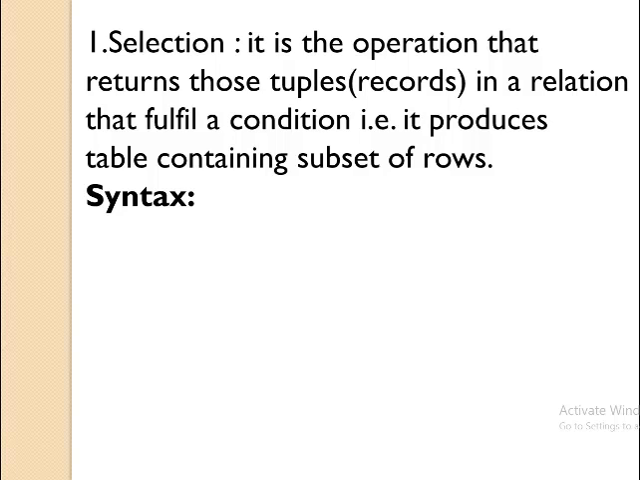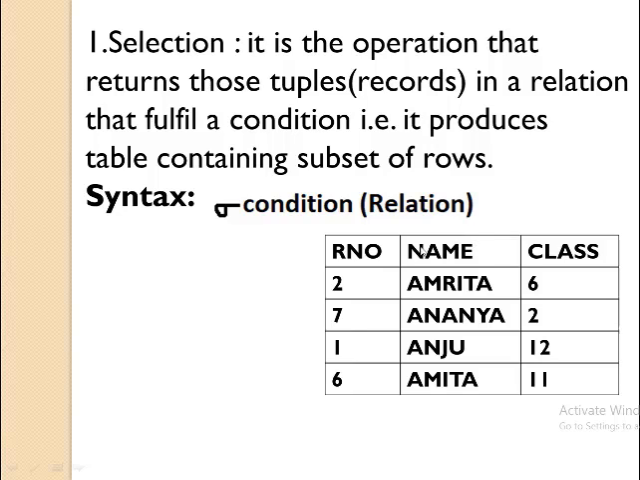Now first, selection. Selection is the operation that returns those tuples or records in the relation that fulfill the given condition. So a condition is given and only those records or rows that satisfy the given condition, they are returned. So it produces the horizontal subset of the given table. The syntax is sigma condition relation. So this symbol is used for selection.